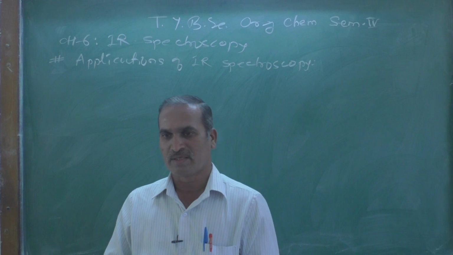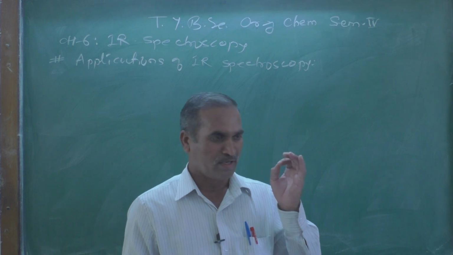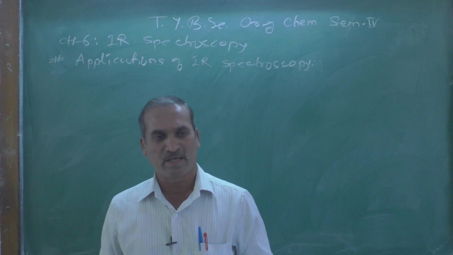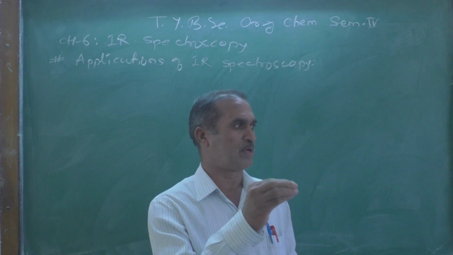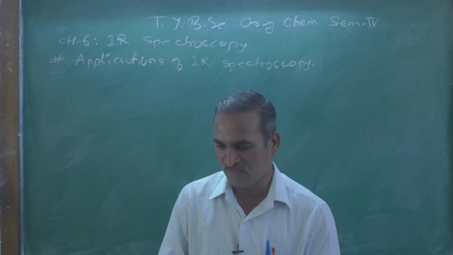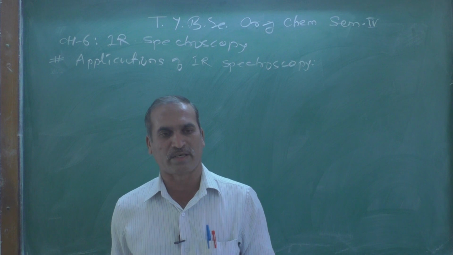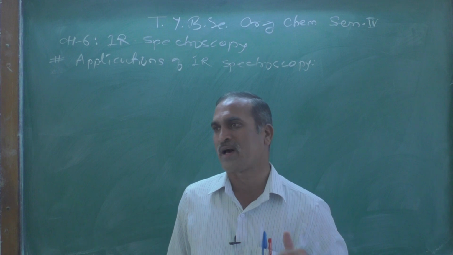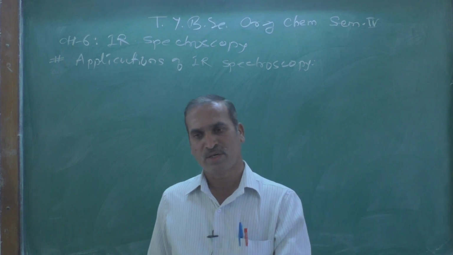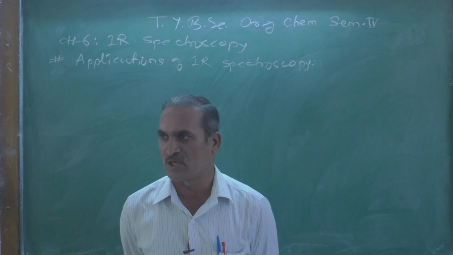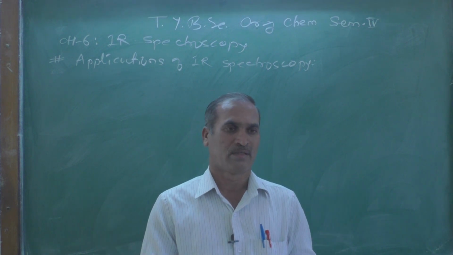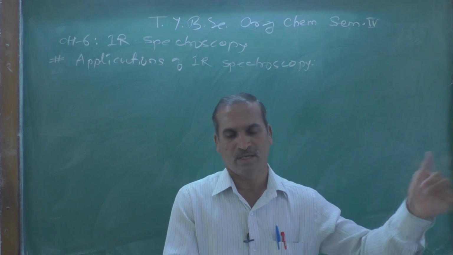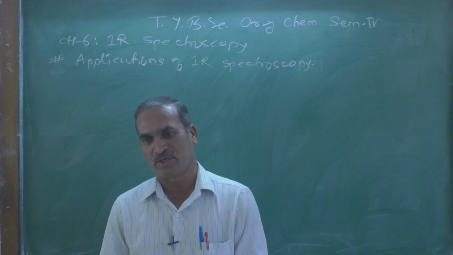Number one is the inductive effect, number two is the resonance effect, number three is hydrogen bonding, and number four is the steric effect. These are the four factors which increase or decrease the IR value from the normal value of that particular functional group. This is what we discussed in our previous lecture.